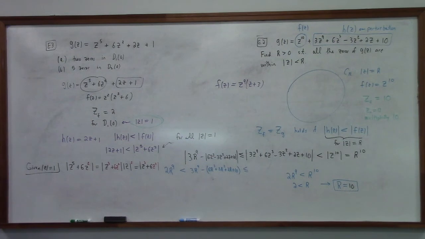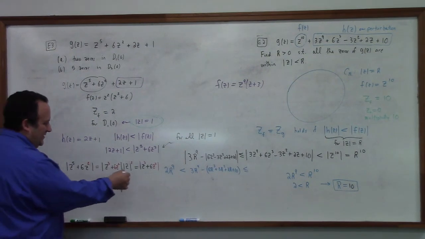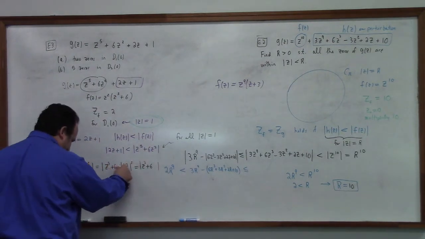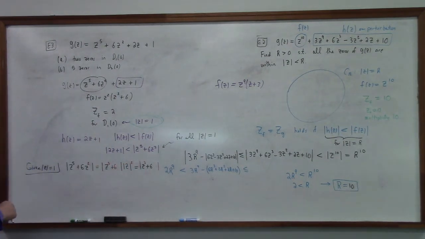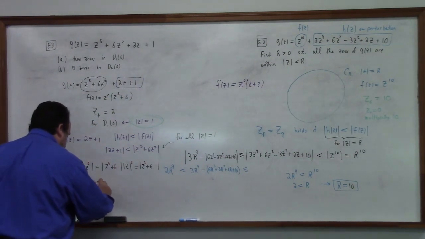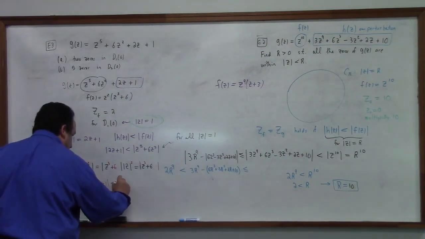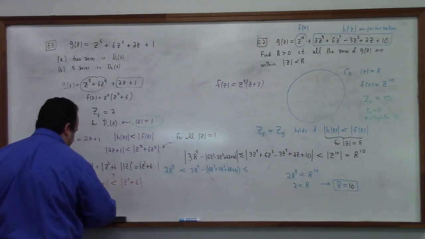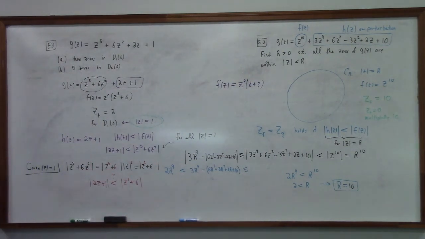Now the question is, there, just 6, right? Yeah. Just 6. Okay, so why is modulus of 2z plus 1 less than modulus of z cubed plus 6? I mean, why is this true? We have some argument for that, yeah?